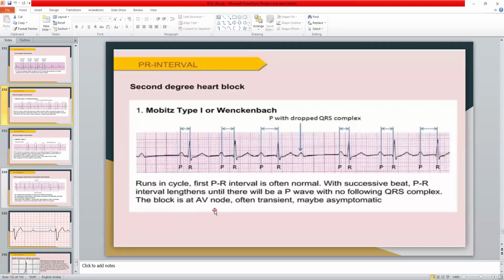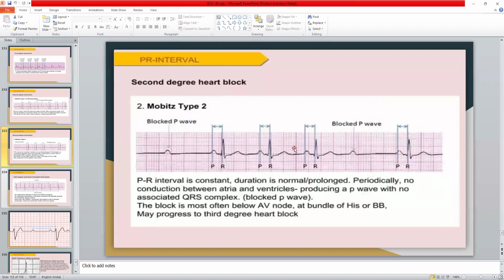When the block is at the AV node, the PR interval goes on increasing till you get a P wave without the QRS complex. Whereas in Mobitz type 2, the PR interval will be constant, there is no increase, but you will get a blocked P wave, that is, a P wave without QRS complex. Here the block is below the AV node. Okay, ma'am. Thank you. Any other questions?